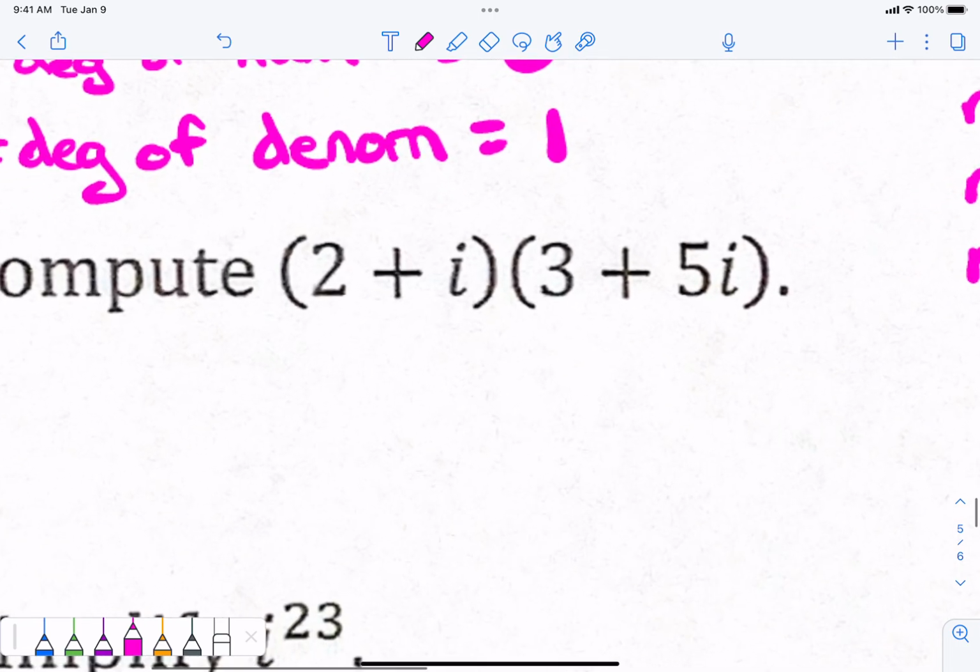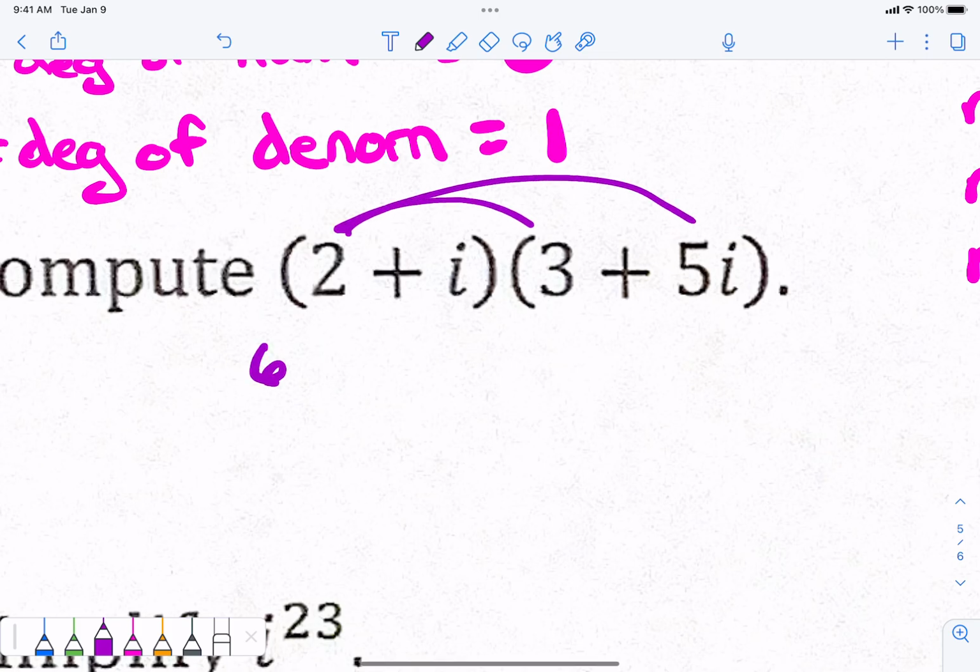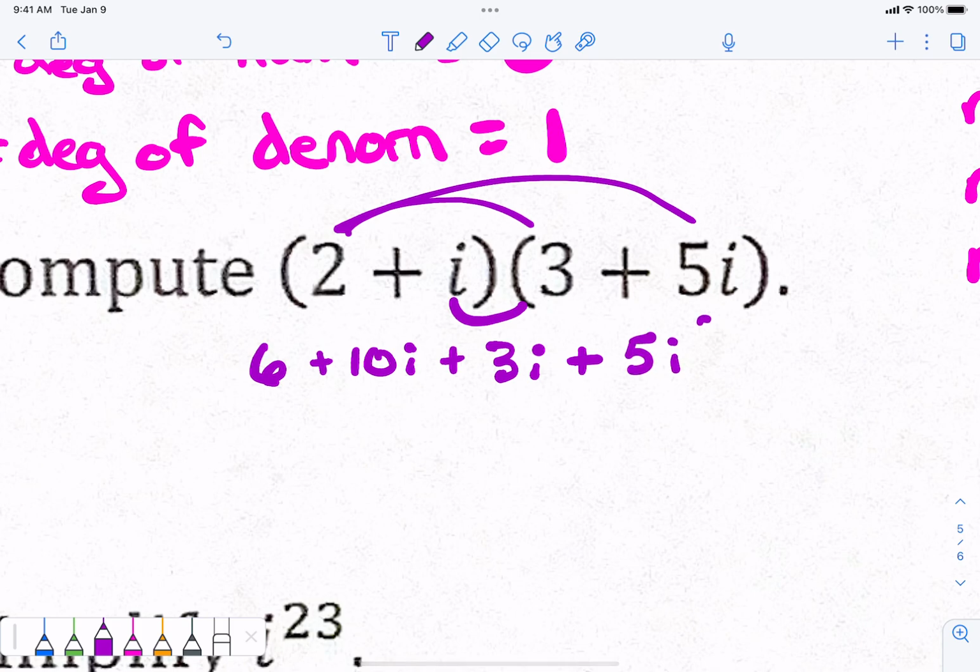All right, what do you do for this one? Compute. What does compute even mean? Like, do the thing, right? Compute, simplify, solve. Here we're going to FOIL. So 2 times 3 is 6. 2 times 5i is 10i. i times 3 is 3i. What is i times 5i? 5i squared. Somebody over there said negative 5 because i squared is negative 1, so this becomes negative 5.